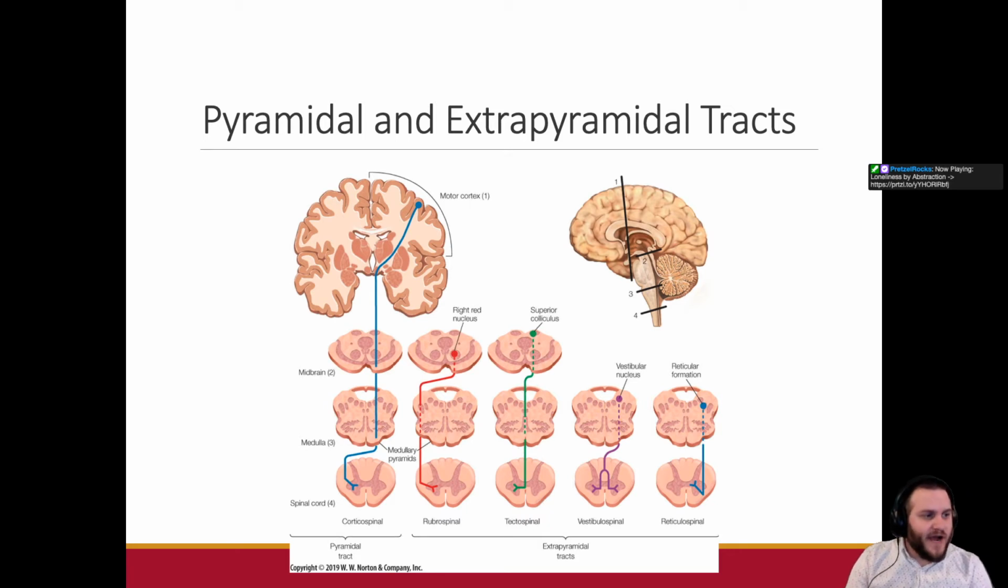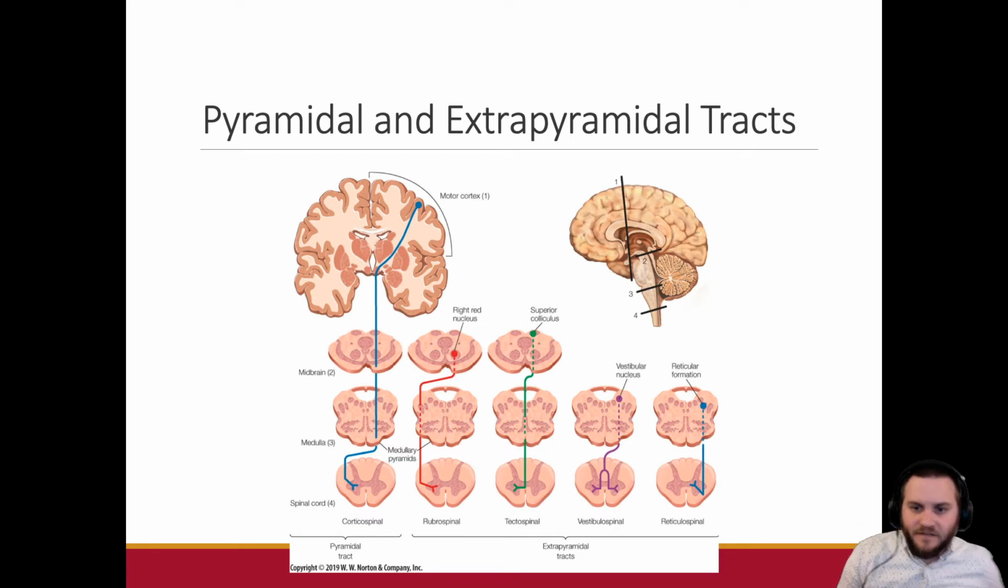The extrapyramidal tracts actually originate in the midbrain, and some either stay ipsilateral, or they go bilateral, or they go contralateral. Okay, so let's talk about what these individual ones are. Here is the red nucleus. That goes contralateral to the same place as the motor cortex goes. That's called the rubrospinal tract.